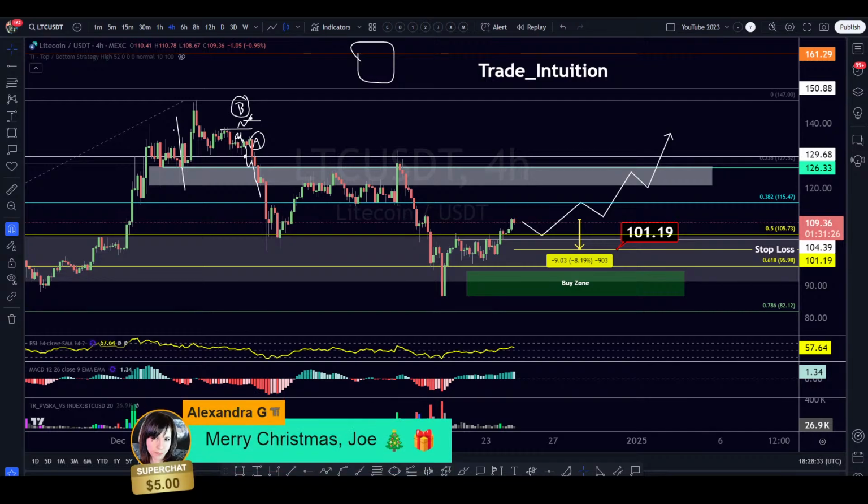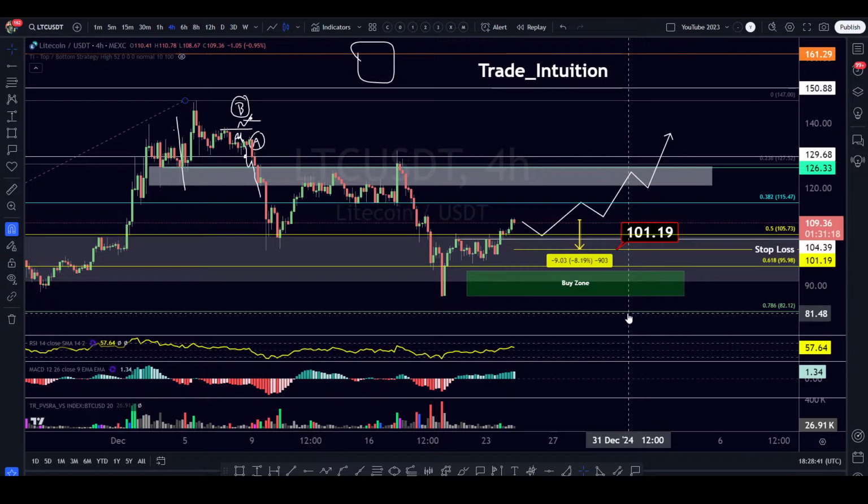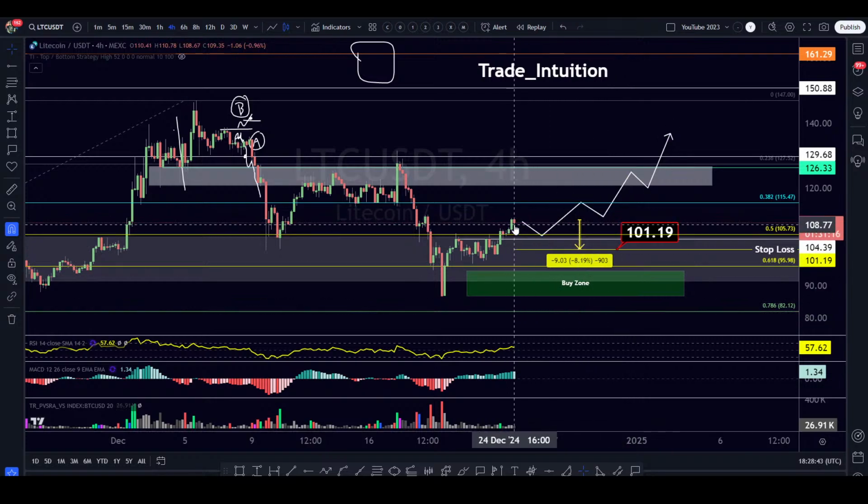We did go over 2 coins. One of them, ETH, being an actual setup, and Litecoin. Pretty much, this is a good setup. I mean, I like it. I really do. I think if we do pull back, and it'll probably pull back into this buy zone, then this will be a perfect buying opportunity.